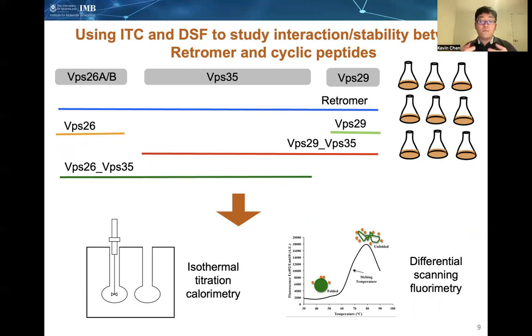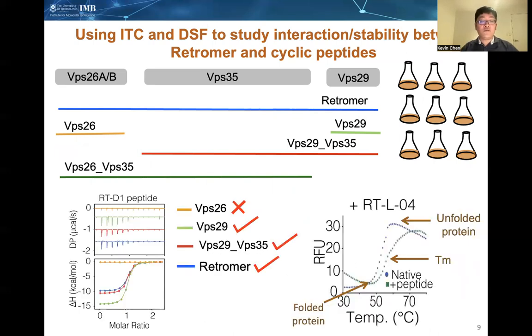And to measure the binding affinity, we use the isothermal titration calorimetry technique. To measure the stability, to see if any of the cyclic peptides can stabilize the retromer in solution, we use DSF, which is the thermal shift assay. I'll briefly explain how those two techniques work for the people who don't know.